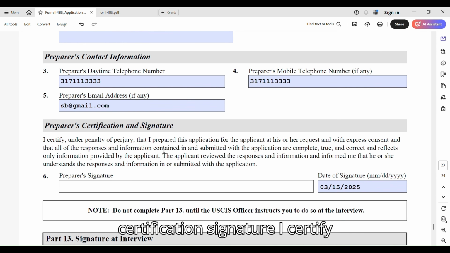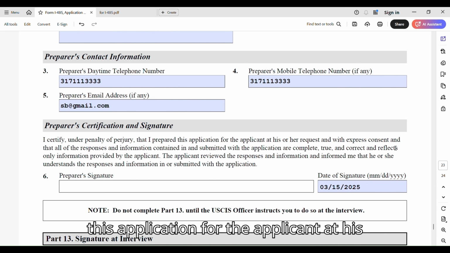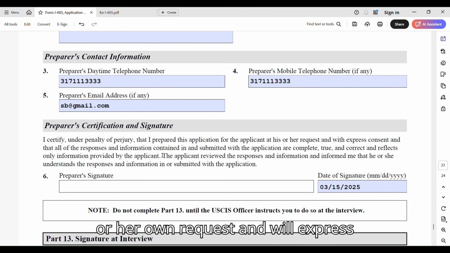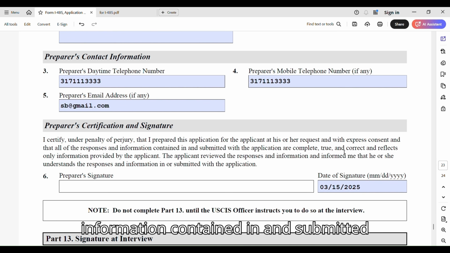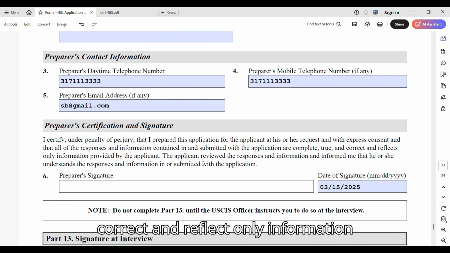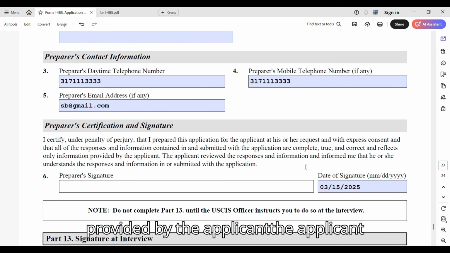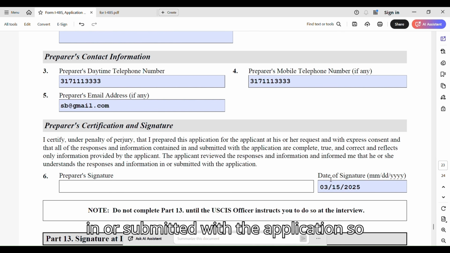Preparer's certification and signature. I certify under penalty of perjury that I prepared this application for the applicant at his or her own request and with express consent, and that all of the responses and information contained in and submitted with the application are complete, true, and correct, and reflect only information provided by the applicant. The applicant reviewed the responses and information and informed me that he or she understands the responses and information in or submitted with the application.